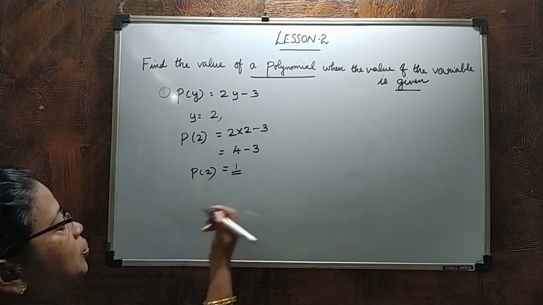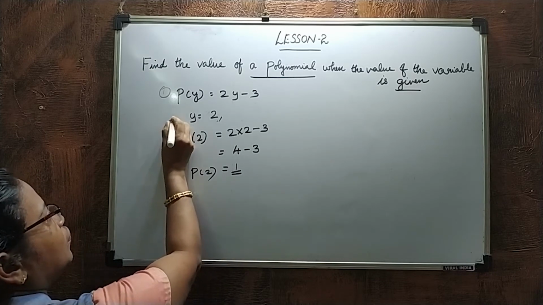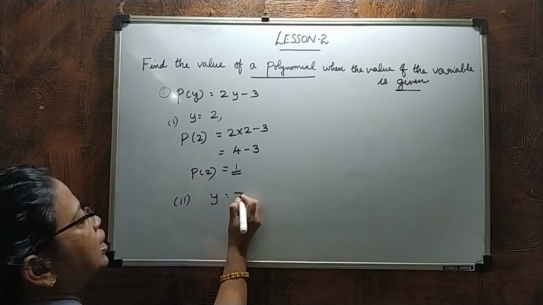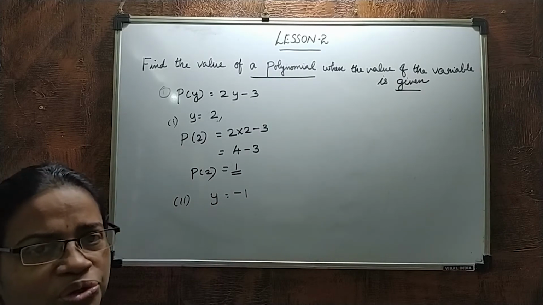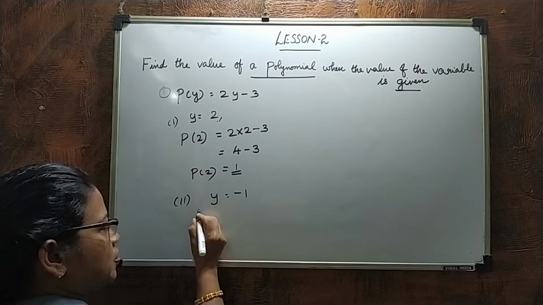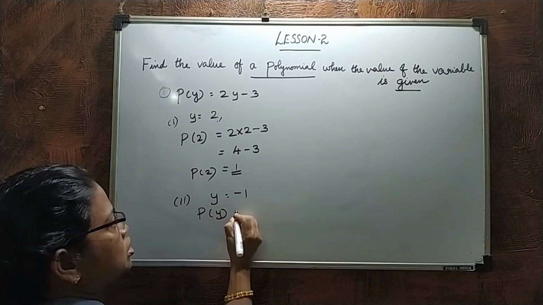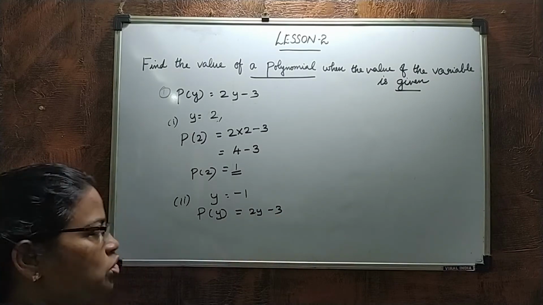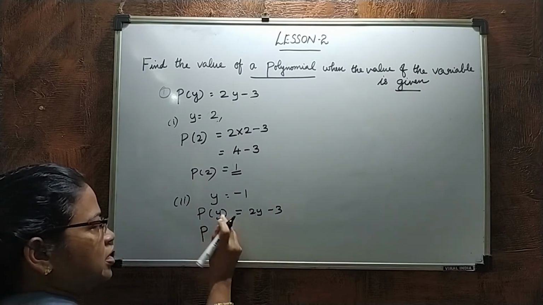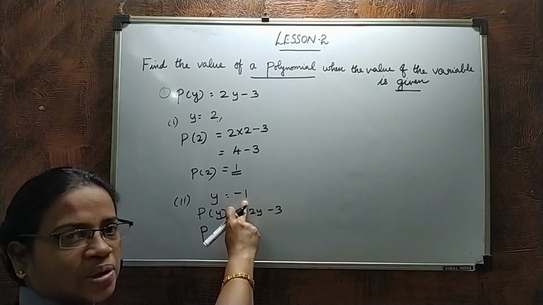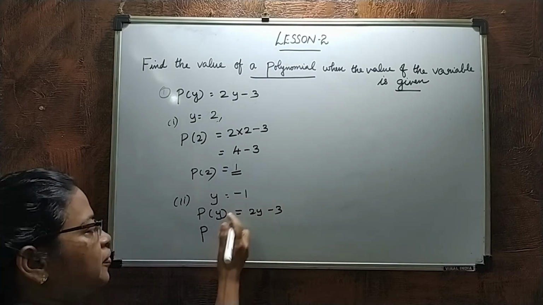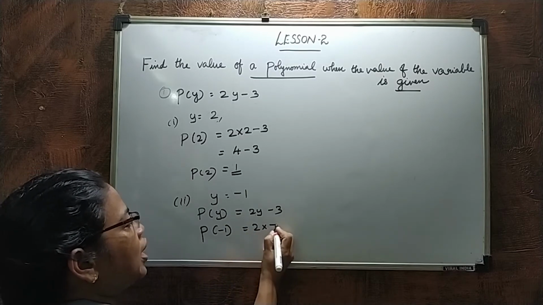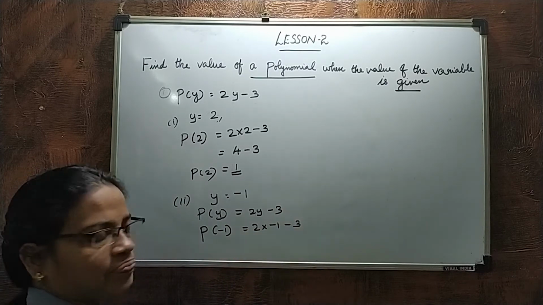Clear? Suppose they ask you to find out when y is equal to negative 1. What are you going to do? Just substitute. First you write the question now. P of y is equal to 2y minus 3. Then substitute the values given. So, instead of y, they are asking you to substitute negative 1. So, P of negative 1 equals 2 into negative 1 minus 3.